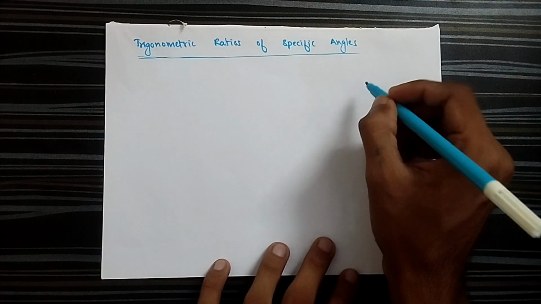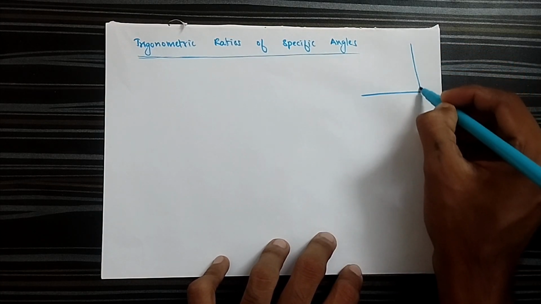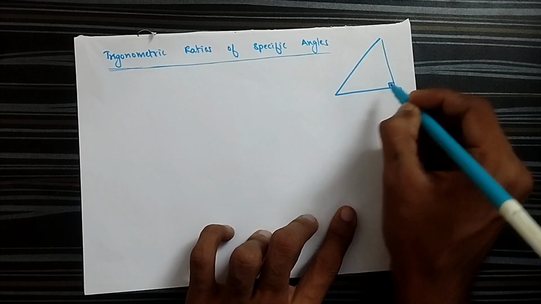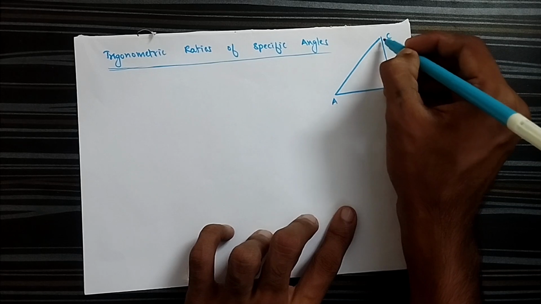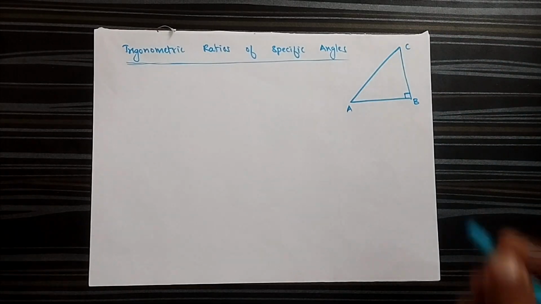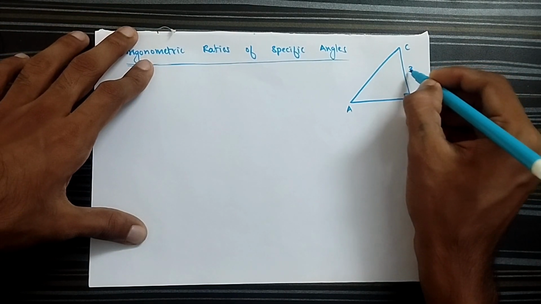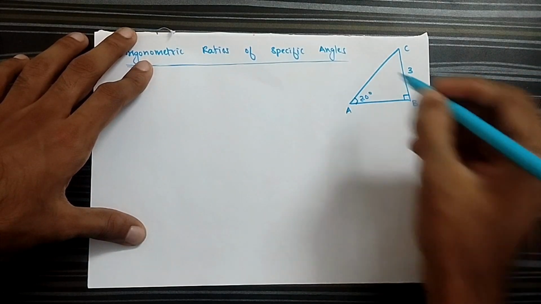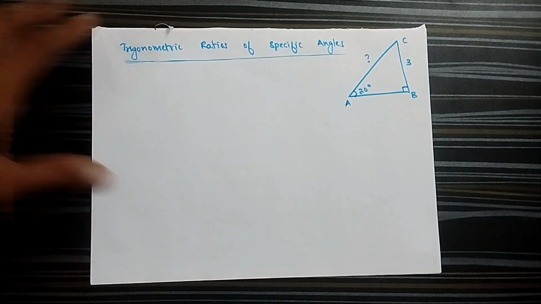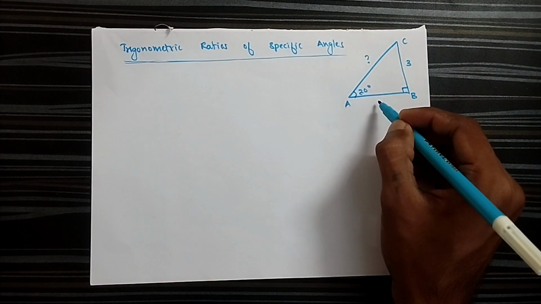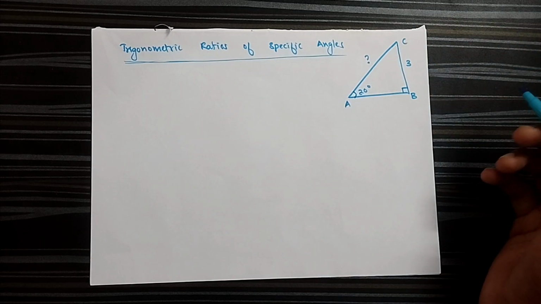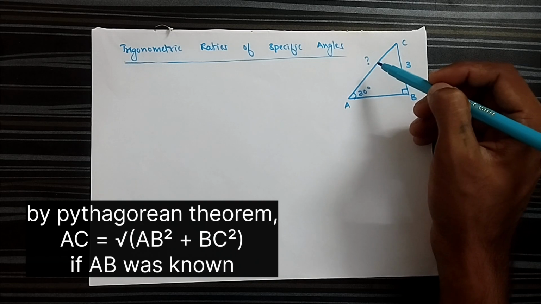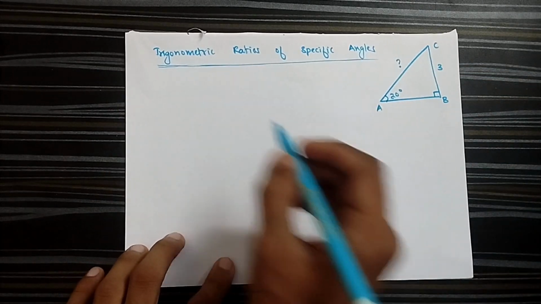Here's the question. Consider a triangle ABC, right angled at B. We have this side is 3 and this angle is 30. We have to find AC. Now, if we had this side length also, we could have just used Pythagoras theorem. But since we don't have this, how do we find this side? So that's where trigonometry comes in.